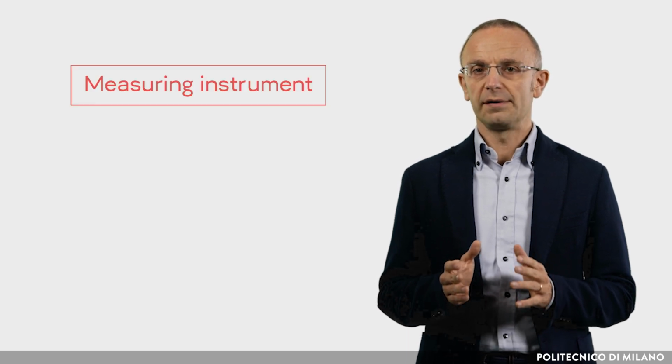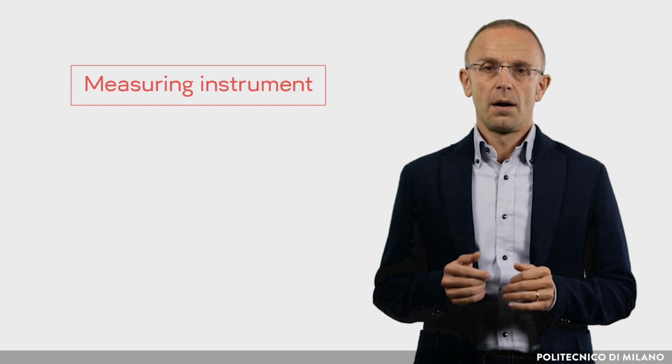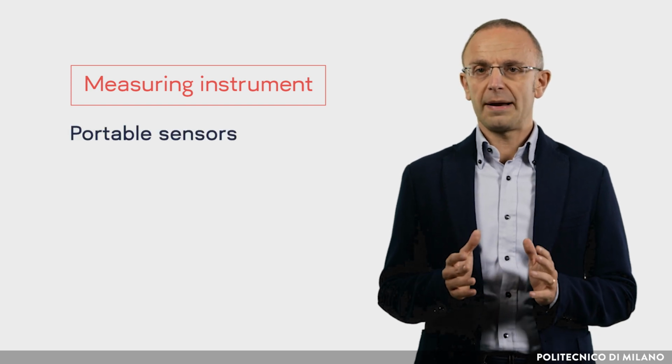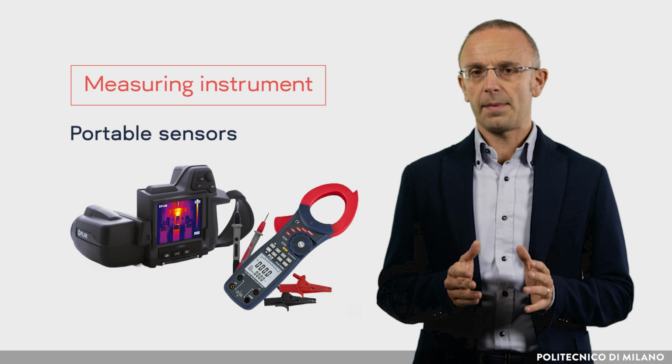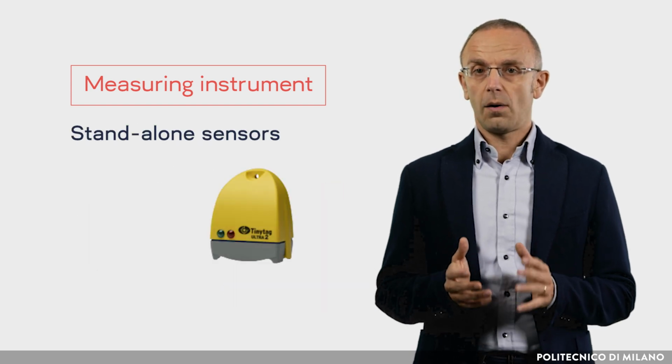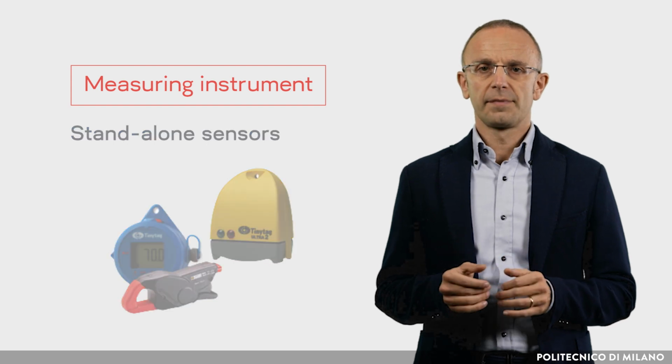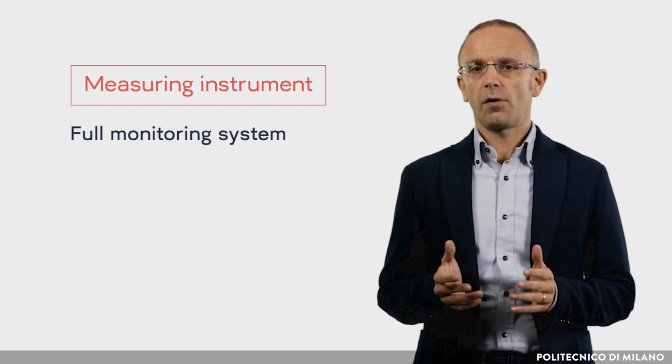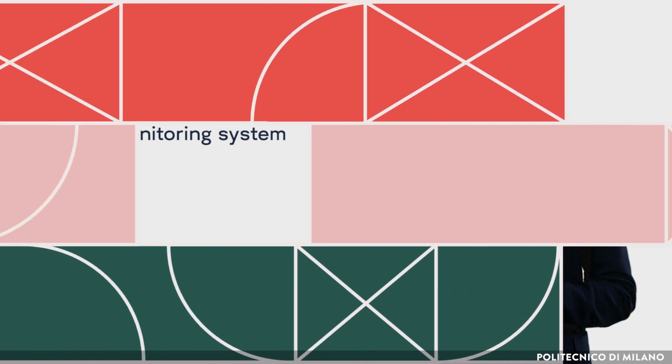To obtain accurate operating conditions and performances of systems, the auditor should have appropriate measuring instruments, such as portable sensor for spot measurements, such as infrared camera or current clamp, standalone sensor with data logger for short-term measurement, full monitoring system for long-term measurements.